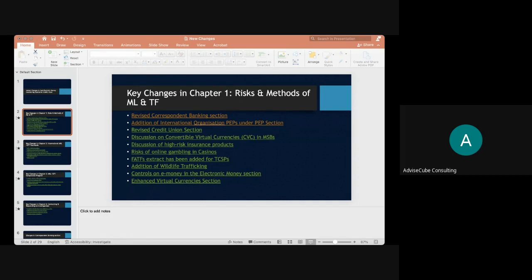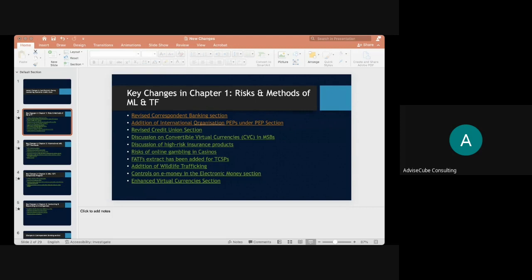Here they have mentioned, for the first time, that credit unions also need to apply a risk-based approach to identify their members. We don't say customers, because within credit unions we have members of these unions. Then they have mentioned some risks for these societies, and also ongoing monitoring of these transactions.